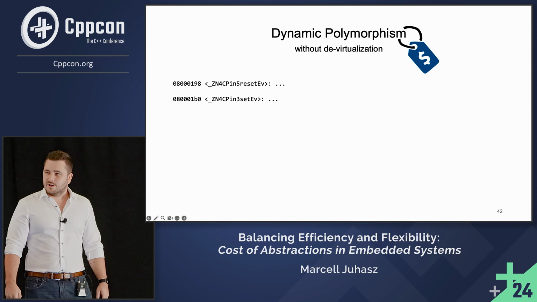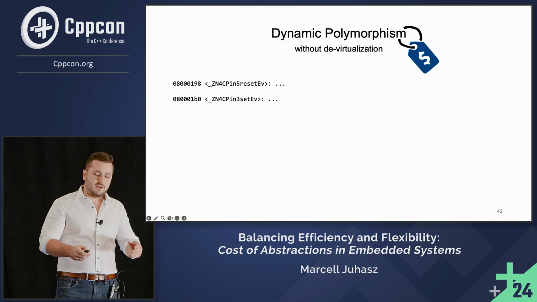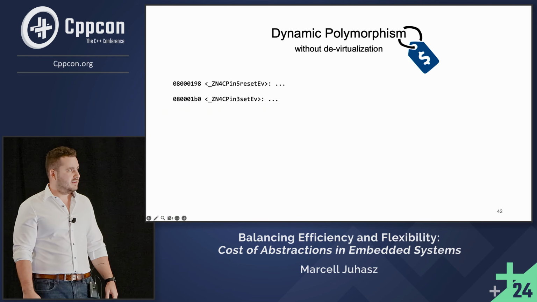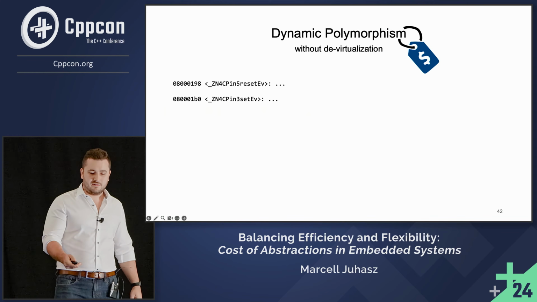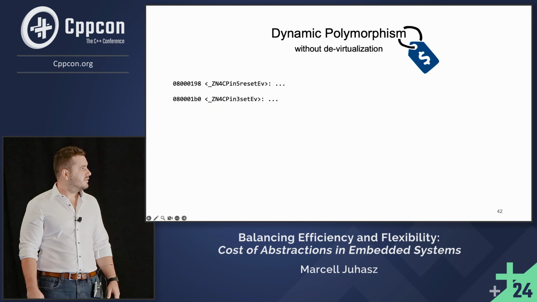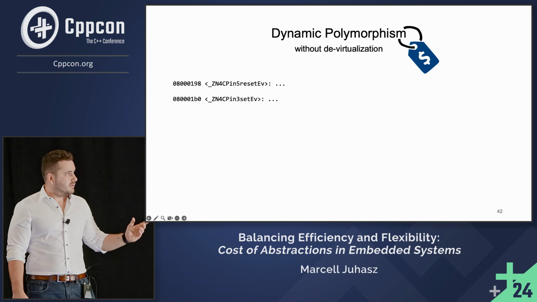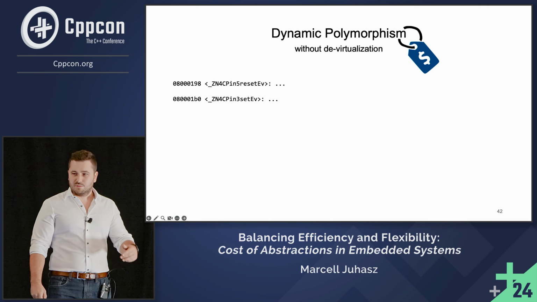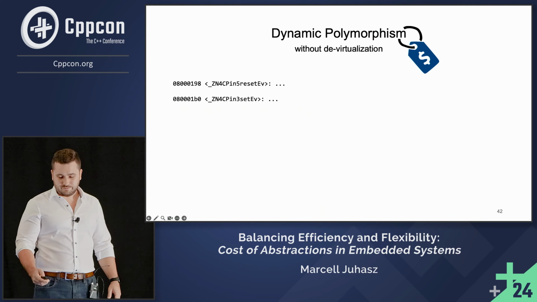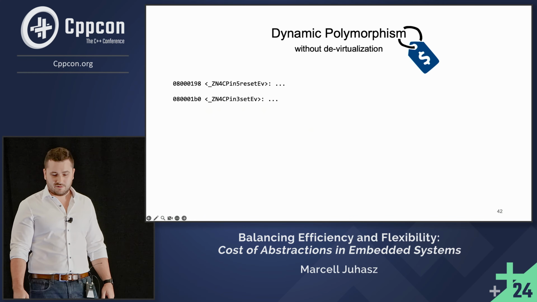Now, if you look at the disassembled binary, or if you look at the binary, we can find the implementation of the virtual functions somewhere in memory. So in this case, these are the set and the reset functions of the CPIN class. You can also probably guess it from the mangled names. And these functions simply reside at some location in memory.